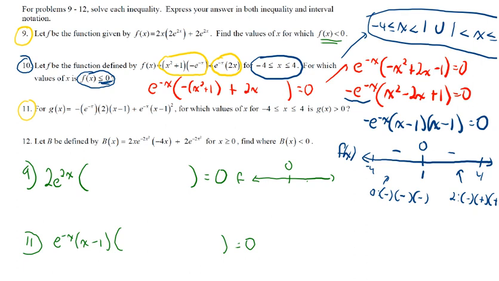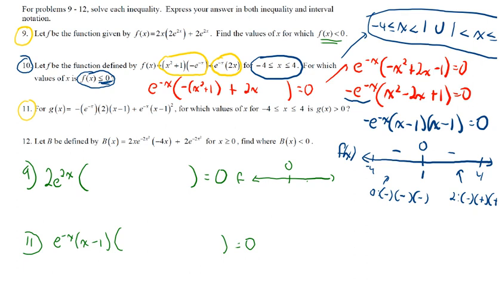Well, e to the 0 is positive. 0 minus 1 is negative. 0 minus 3 is negative. Positive times negative times negative, positive. If I want to test 2, something in between 1 and 3, e to the negative 2 is positive. 2 minus 1 is positive. 2 minus 3 is negative. Positive times negative is negative.